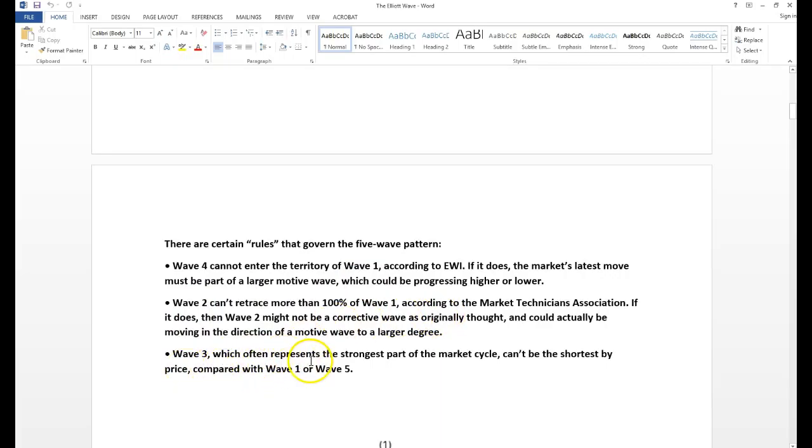Wave 3, which often represents the strongest part of the market cycle, can't be the shortest by price compared to wave 1 or wave 5, okay?